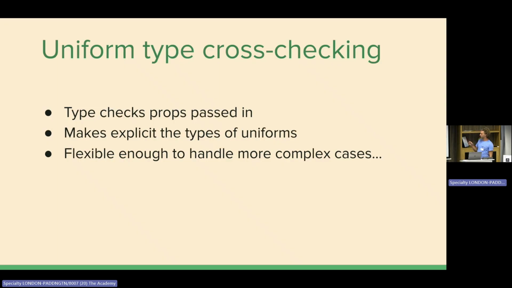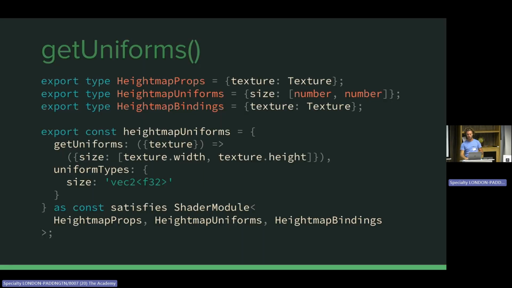Yeah, so this cross-checking, I found it to be very useful. The general case is that we have just a direct mapping of the names that we're passing into the names in the uniform buffer object, but we can support a much more flexible API via this getUniforms function, which essentially takes the props and maps it to the uniforms and the bindings that the module expects. So here I have an example of a height map module where you only pass in a texture, and then this module is going to be responsible for figuring out the size and width of it, and then passing that into the shader.